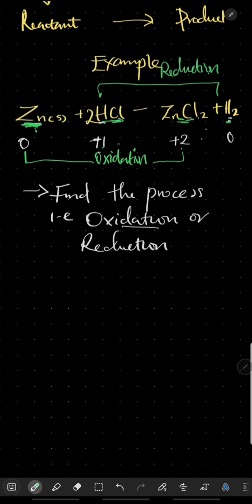Another way to say it: zinc does not have chlorine, at the end of the day it has chlorine. Another way to see it is that zinc does not have an electronegative element, at the end of the day zinc has an electronegative element. So you see, the product is what you will use to determine the process.